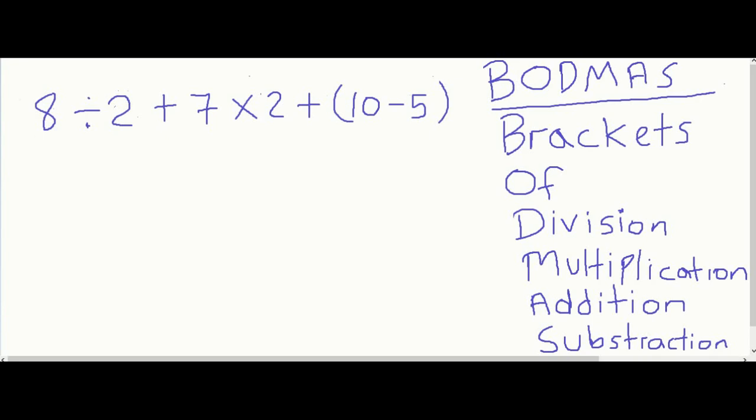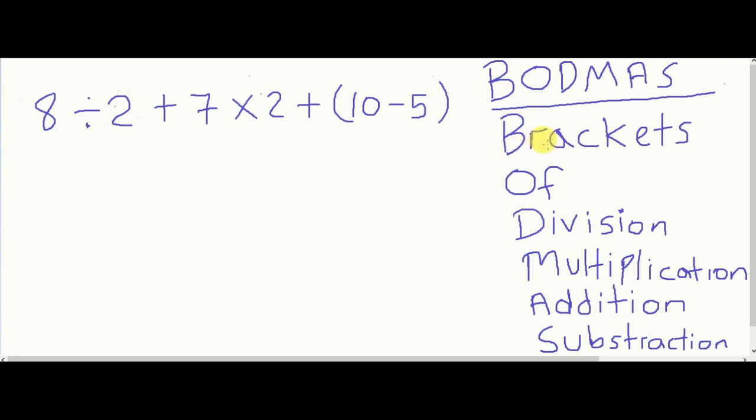Today I'm going to teach you order of operations. The topic today is order of operations, and I'm going to use the BODMAS rules. That is the acronym I'm going to use today. BODMAS. The B stands for brackets.